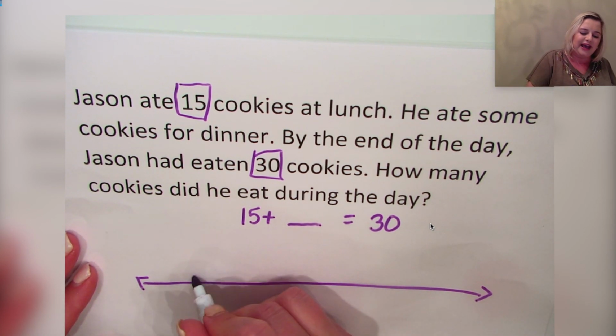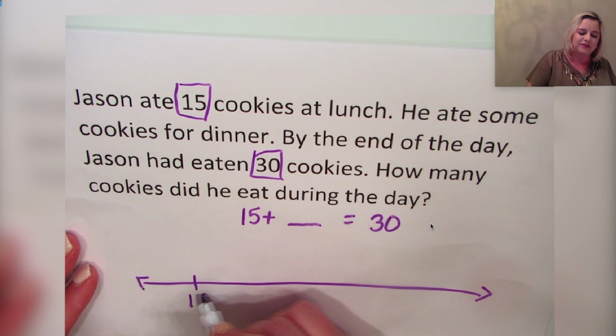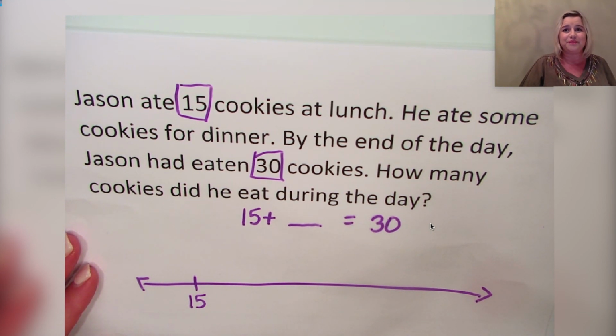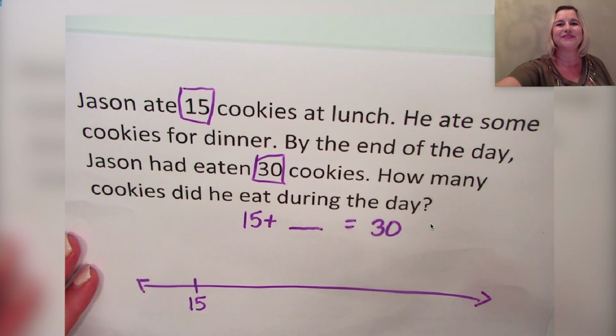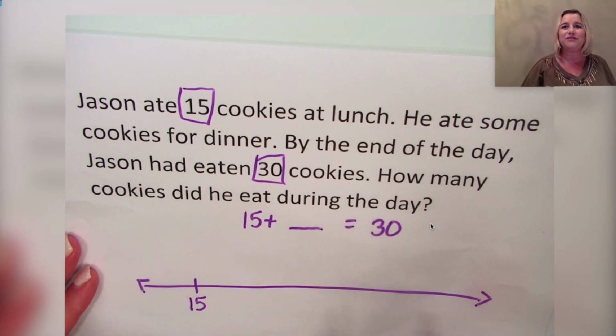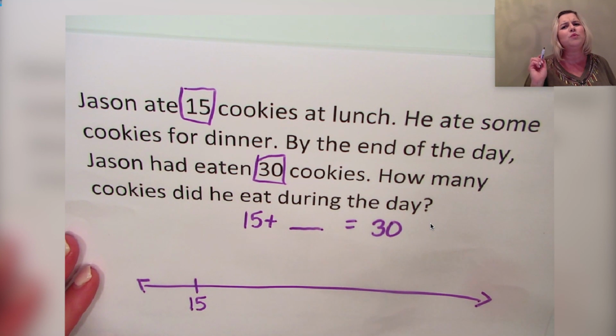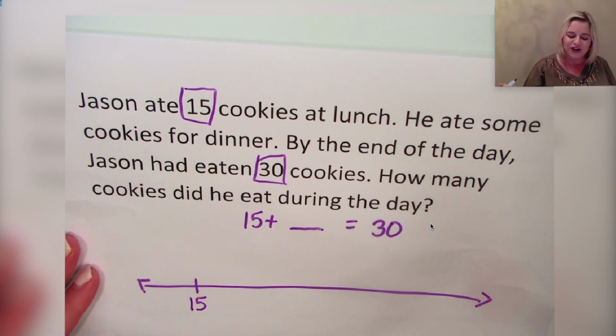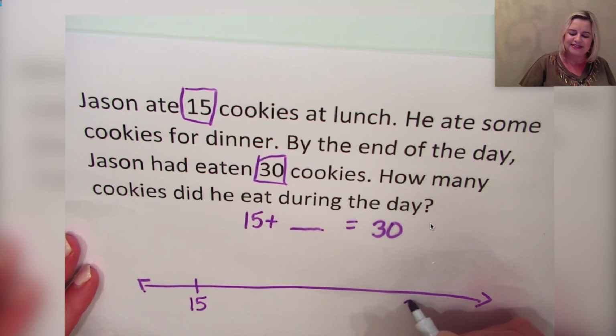So let's make a hash together and write the number 15 because that's where we're starting. It's the beginning of our problem. I'm going to write it right here and label it. Hold yours up and let's compare. You all are amazing. Well done. So we're starting with 15 cookies. Where do we end up and why? Yes, 30 is our ending point.